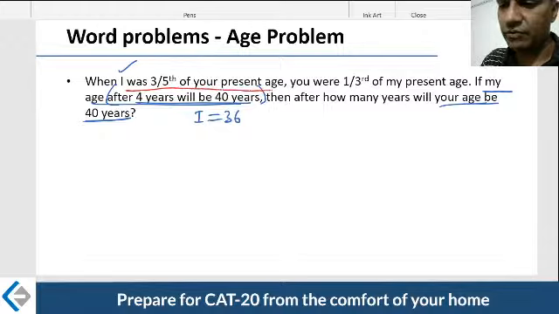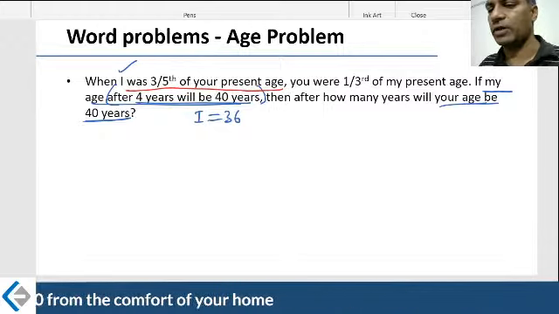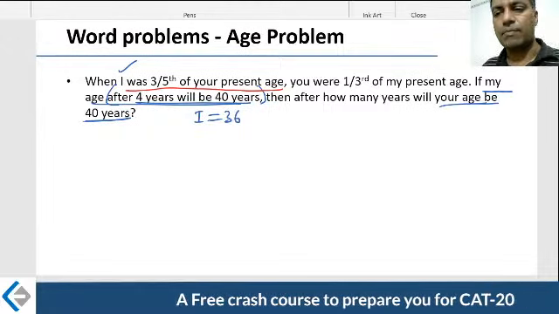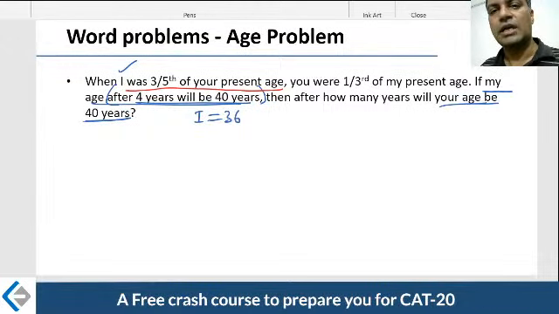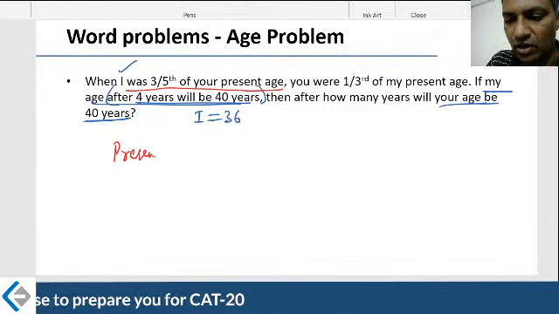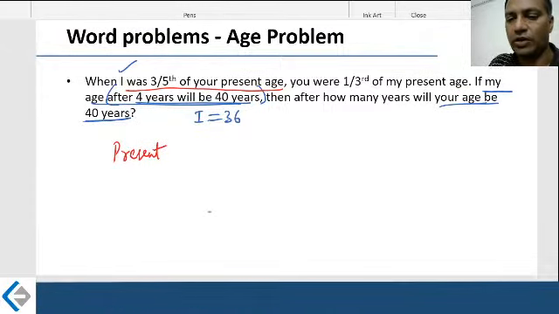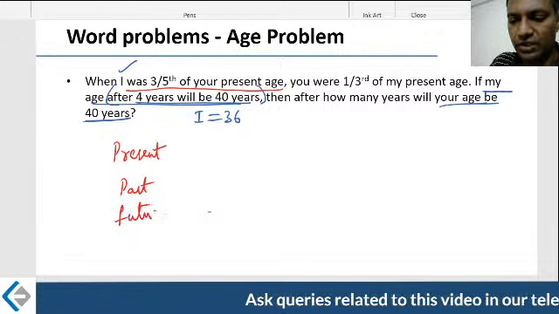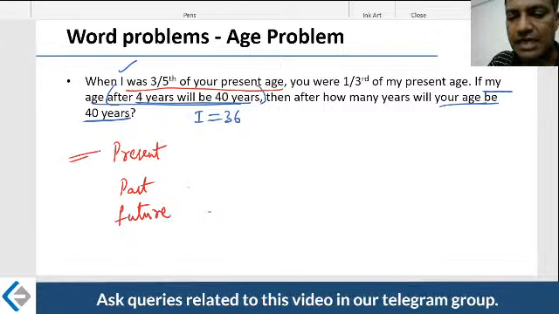I was 3/5 of your present age. Remember this, guys. Another important thing. In any critical problem, try and make the assumption in the present age scenario. Don't try to make it in the past or future age scenario. There are three references: the author may be talking in the present, or something about the past, or something about the future. Take present as the reference.